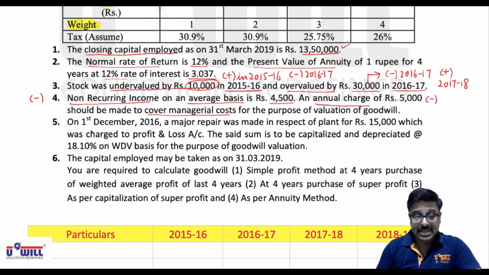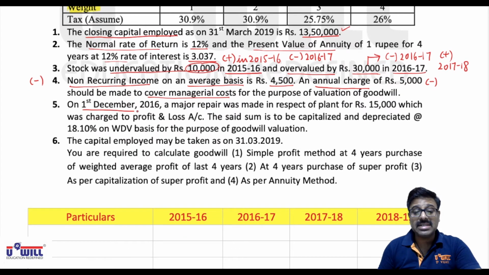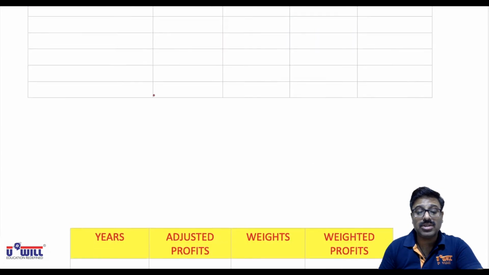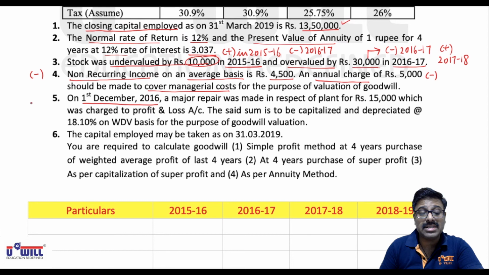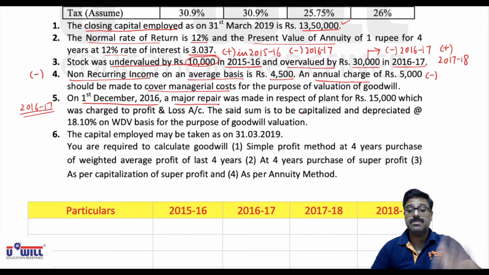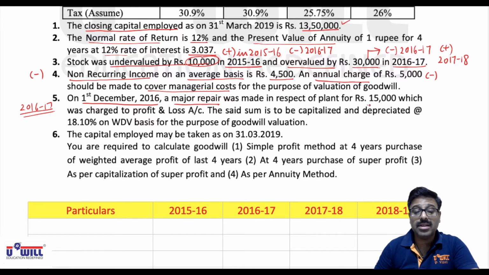On 1st December 2016, which year? 16 to 17. Okay, 1st December 2016 means which year? 2016 to 17. A major repair, big amount of repair, was made in respect of plant for 15,000. Now which was charged to profit and loss account means we have treated it as revenue.